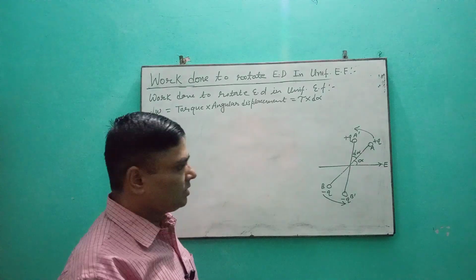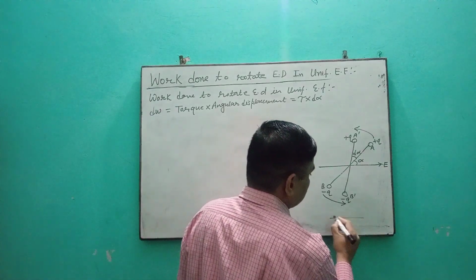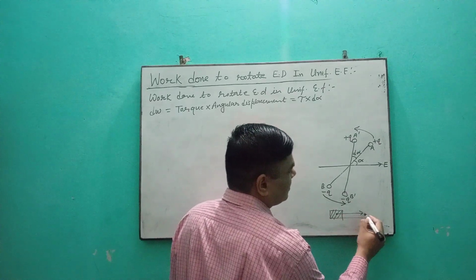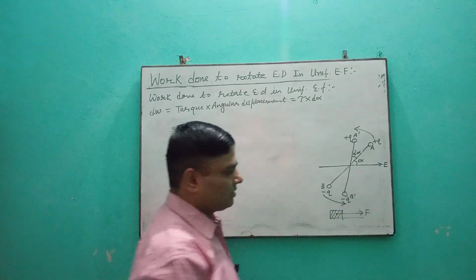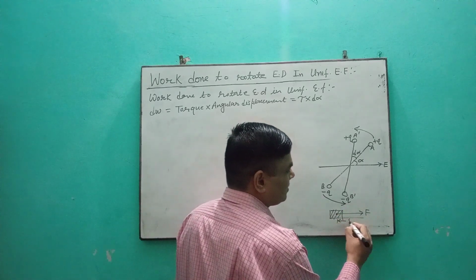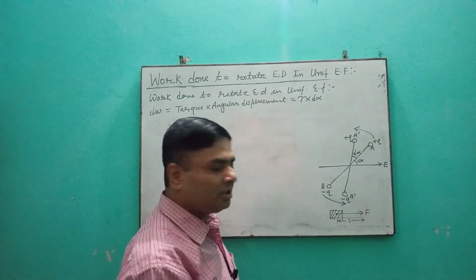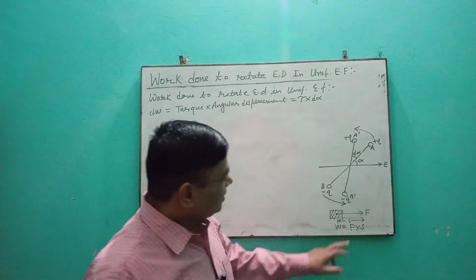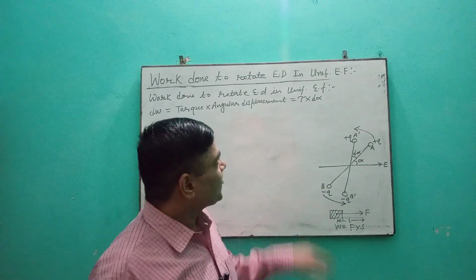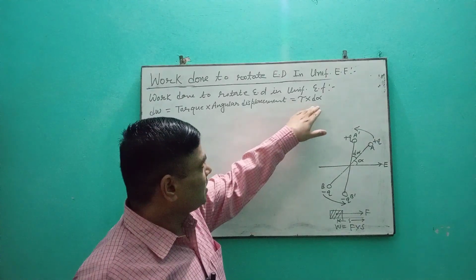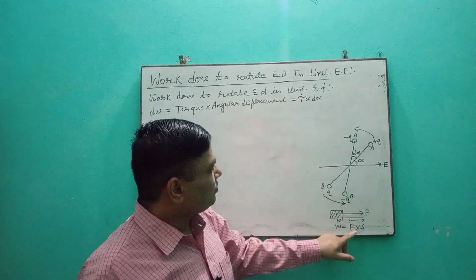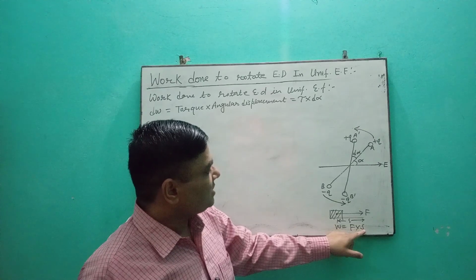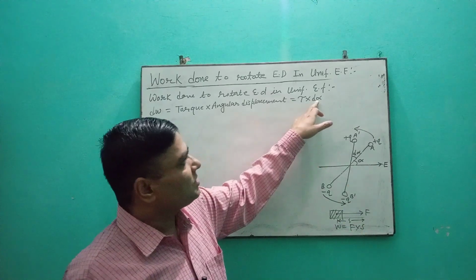This formula resembles the formula of linear motion. Suppose this is a block, we apply a force F, and under the influence of this force F, this block travels a distance S. Then the work done will be W is equal to F into S. This is the case of linear motion and this is the case of rotational motion. Here we have taken tau in place of force F, and in place of linear displacement S we have taken angular displacement d alpha.